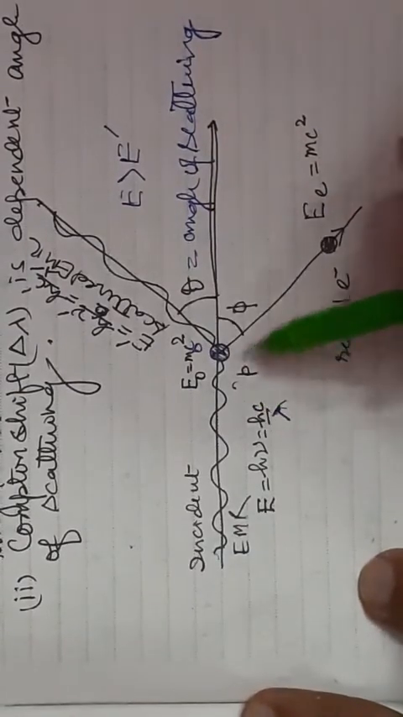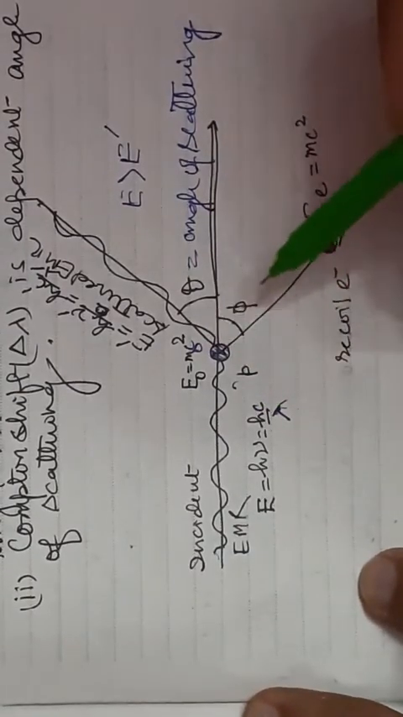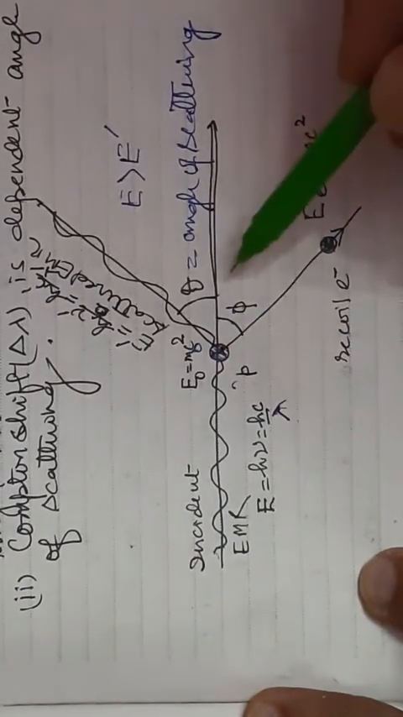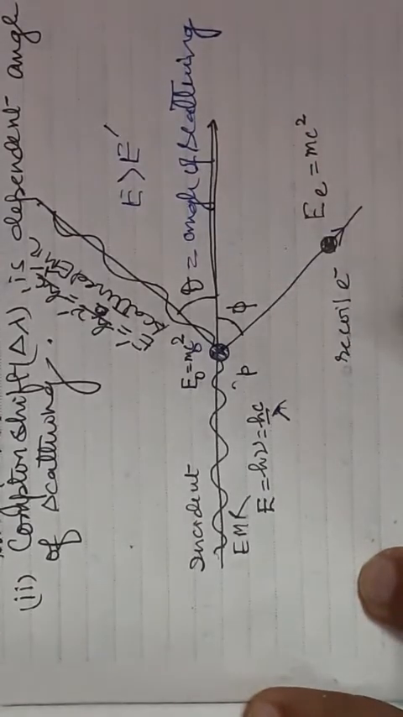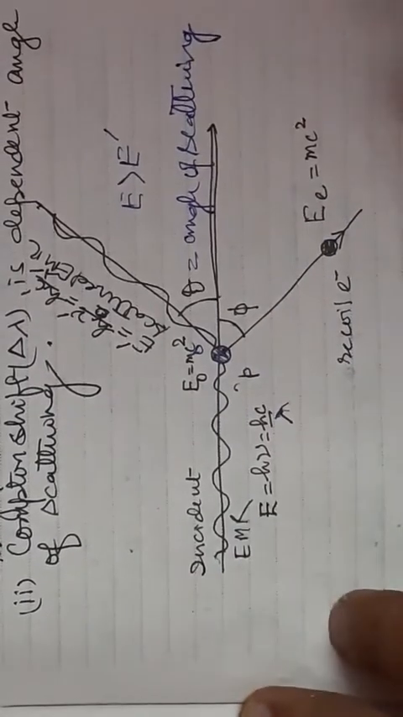Whereas the energy being lost there is given to this electron, which recoils in a particular direction, that is phi. This is called direction of recoil, with the energy E and momentum P.